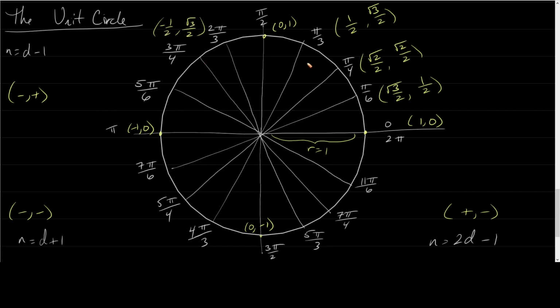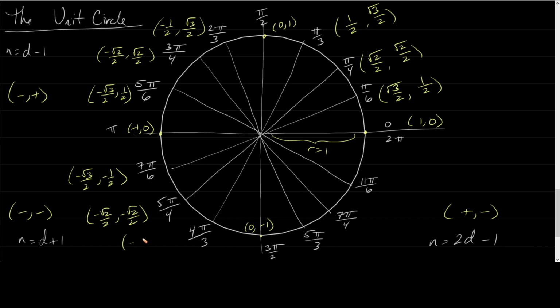Similarly for pi over 4, write the same exact thing, but with a negative x value. So on and so forth. So negative radical 3 over 2, comma, 1/2. And then over here in the third quadrant, everything's negative, negative. So this is negative radical 3 over 2, comma, negative 1/2. Negative radical 2 over 2, comma, negative radical 2 over 2. And negative 1/2, comma, negative radical 3 over 2.